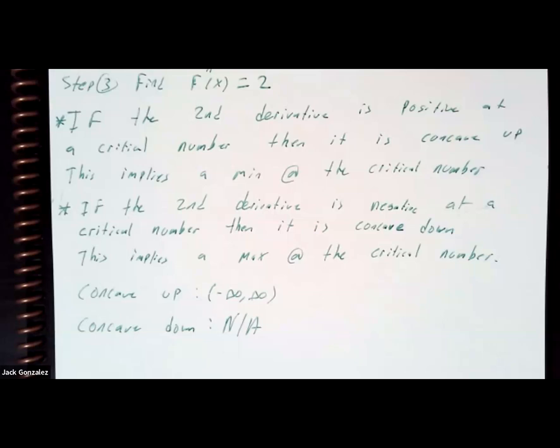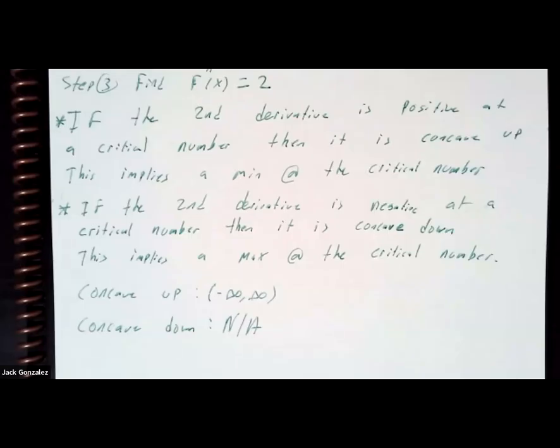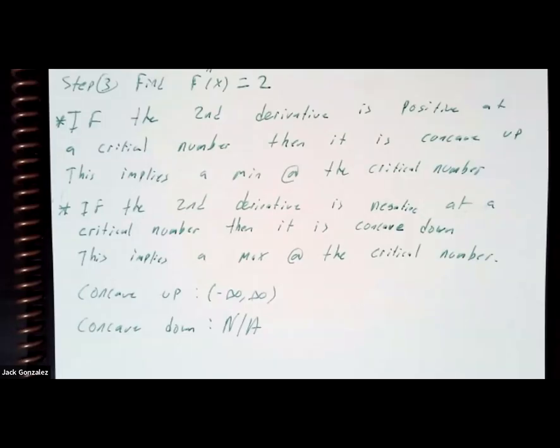So if the second derivative was a 4, would it be concave up, the same thing? One more time. For step 3, we said find the second derivative, which is equal to 2, right? And you said it's concave up from negative infinity to positive infinity, right? So if the second derivative was not 2, it was something else, it could be any number, would it be the same?